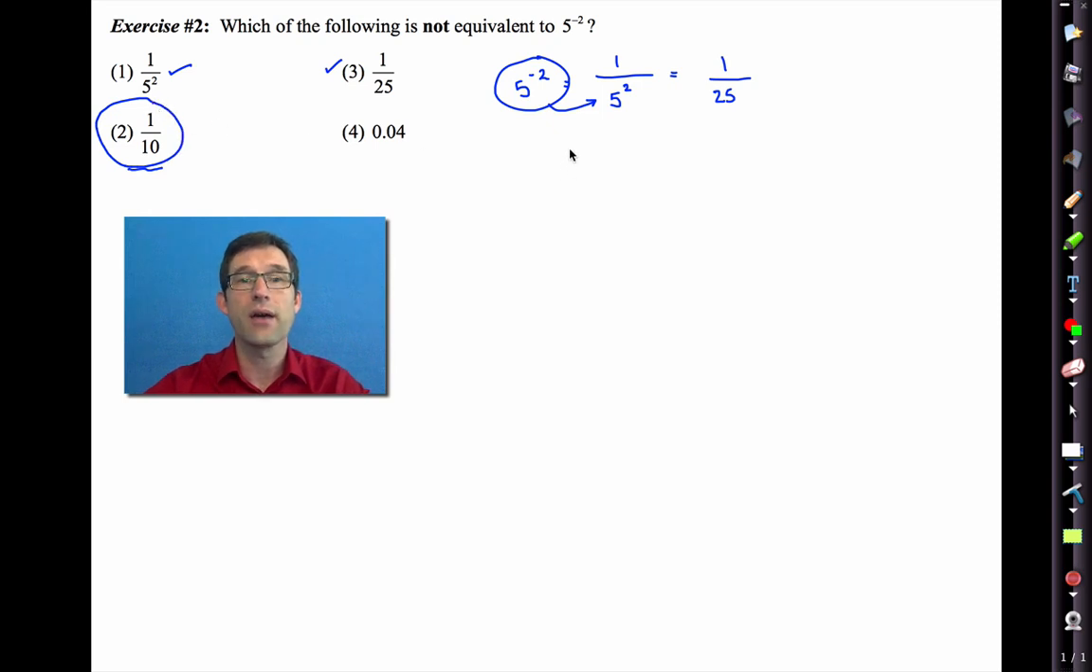If we actually take our calculator out and we ask it, calculator, what's 1 divided by 25? Our calculator is going to tell us 0.04. In fact, if we take our calculator out and we ask it, what is 5 raised to the negative 2? It's going to tell us 0.04, assuming our calculator isn't in some kind of funky fraction mode. Then it would tell us 1/25. So 1/10 is the only one that it's not equivalent to. Okay? So I'm going to clear out the text. Think about this. Pause the video if you need to.